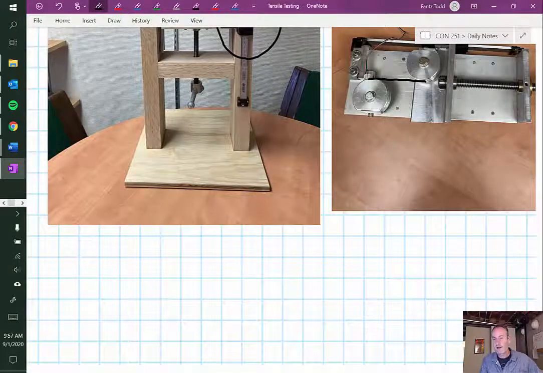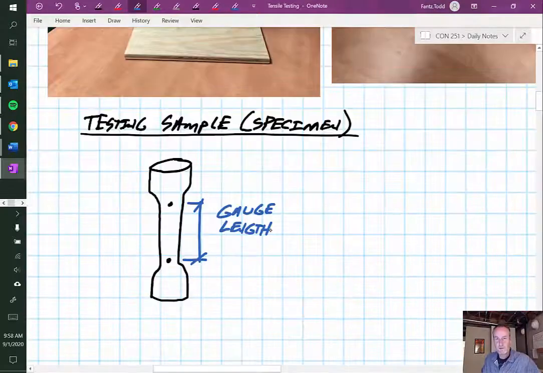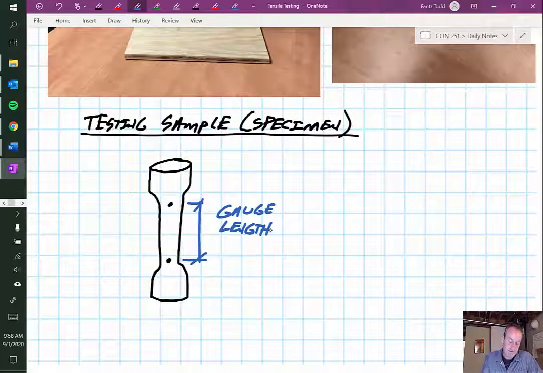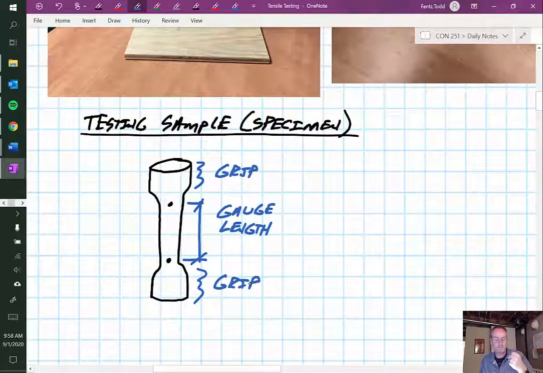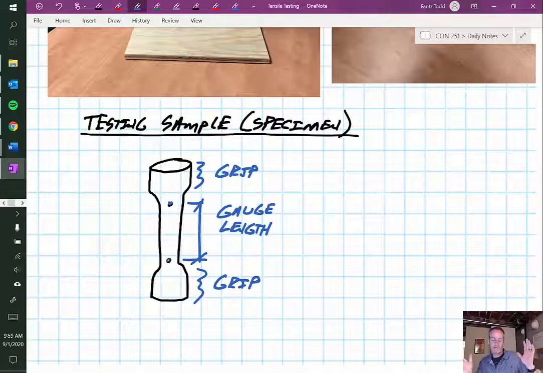Now, typically, what we're going to have is a testing sample. So when we look at our testing sample, we'd have something that looks like this, where we have usually some wider sections on top and bottom. This will typically be called your grips. And the grip is what's actually being loaded in the machine and clamping on, right? And then it tapers down into this middle section, and there'll be some marks or some kind of indication on where we expect it to change length. We'll call that our gauge length. And that's the reason we have this, sometimes you'll hear it called a dog bone type of shape, where it's wider on the grips, because we don't want that part to actually stretch, right?